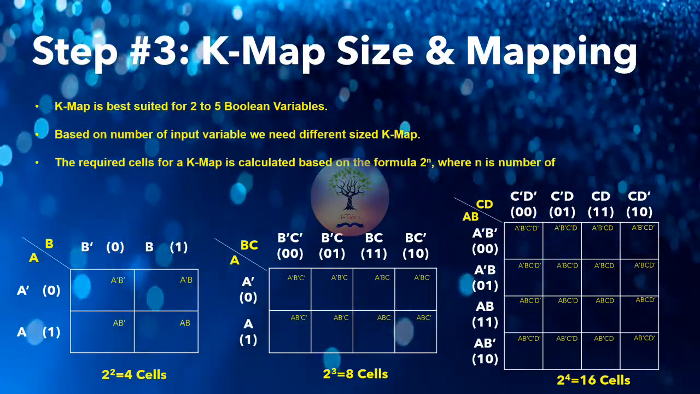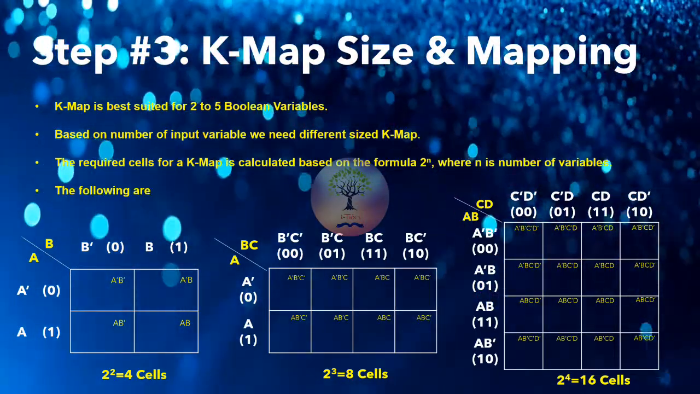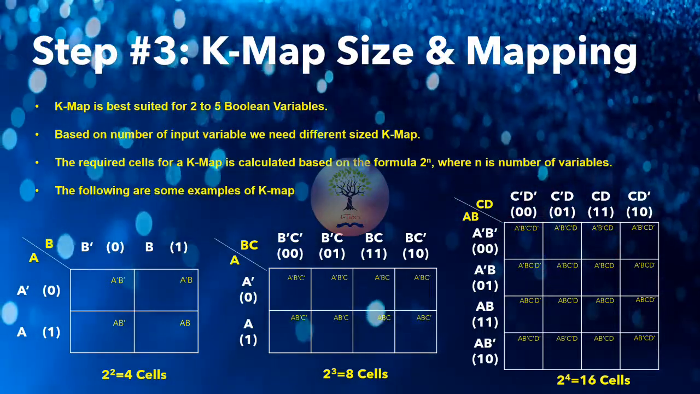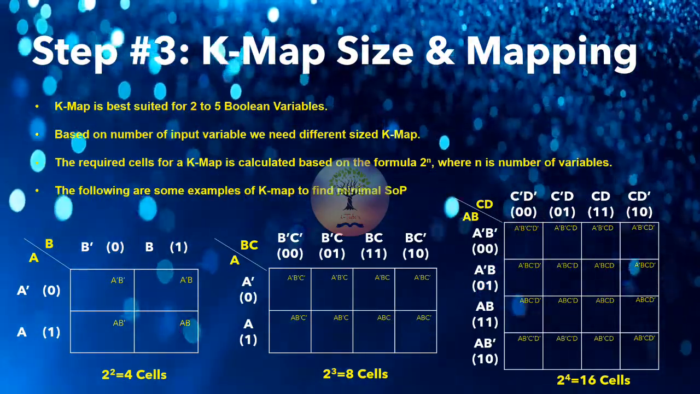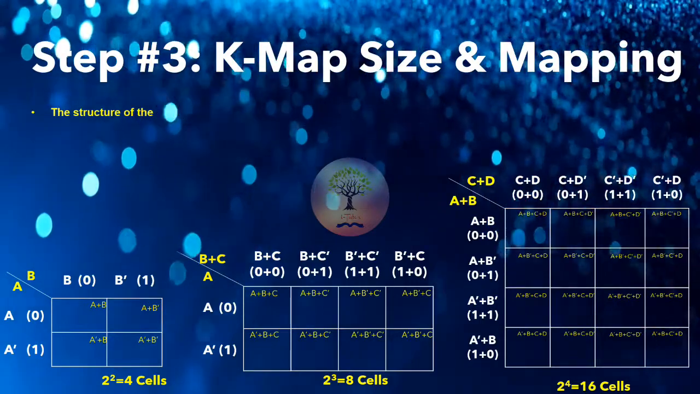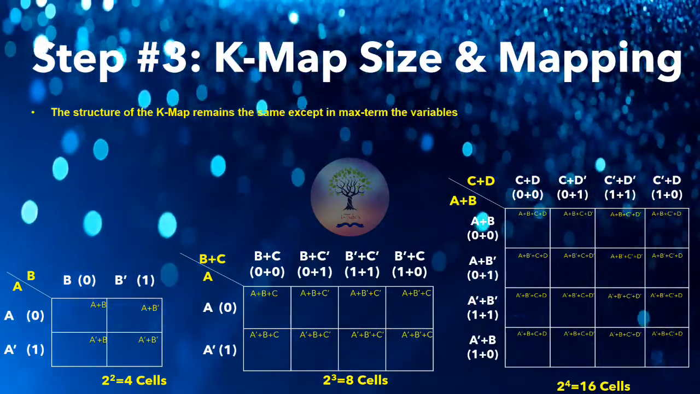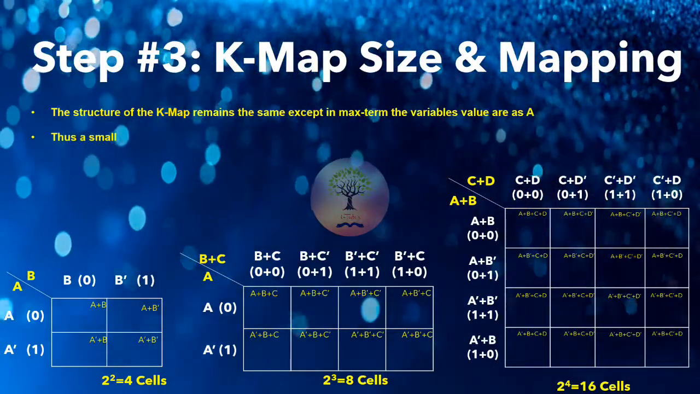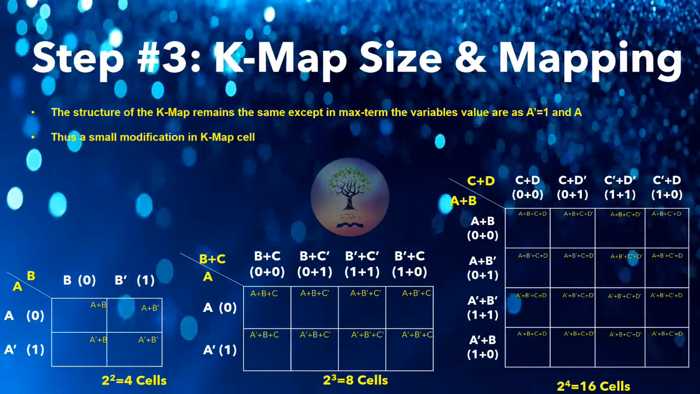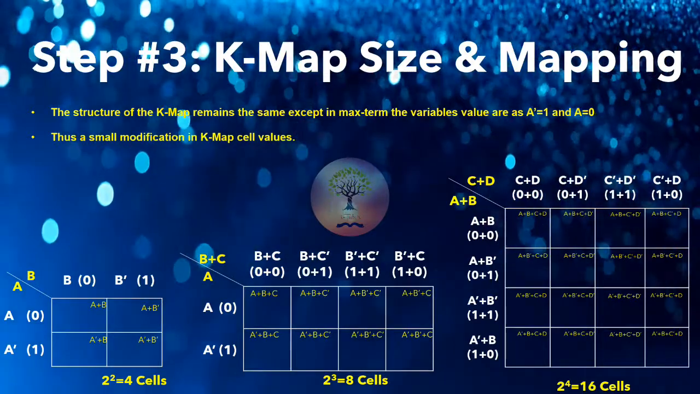The following are some examples of KMap to find minimal SOP. The structure of the KMap remains the same except in max term the variable values are as if A equals 1 and A bar equals 0 are swapped. Thus a small modification in KMap cell values. The following are some examples of KMap to find minimal POS.